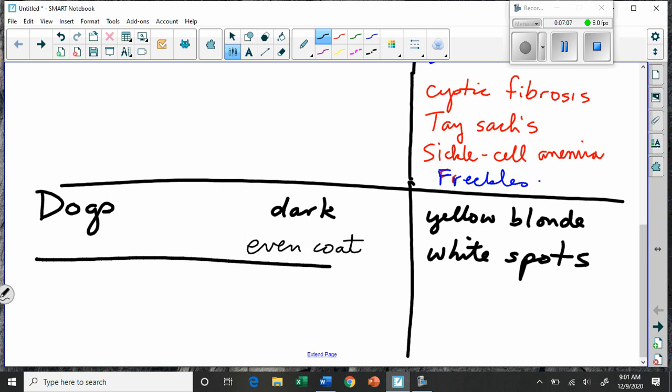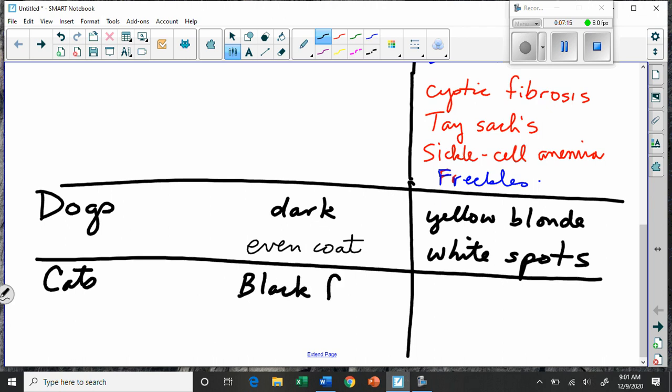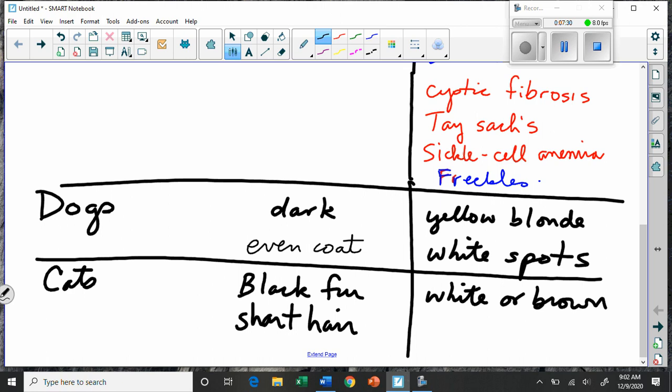If we go to cats, again, black fur is dominant over white or brown fur. And short hair in cats is dominant over long hair. Short hair, that says short, or fur, is dominant over long-haired cats. So those are just some interesting ones, and these are the ones that come up a lot when you're doing questions and problems. You don't have to memorize these. I just put them here to give you some idea.